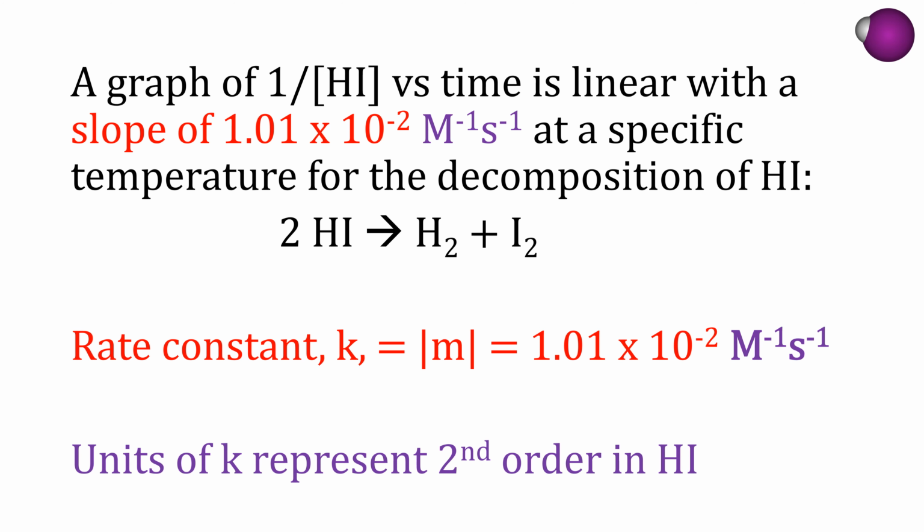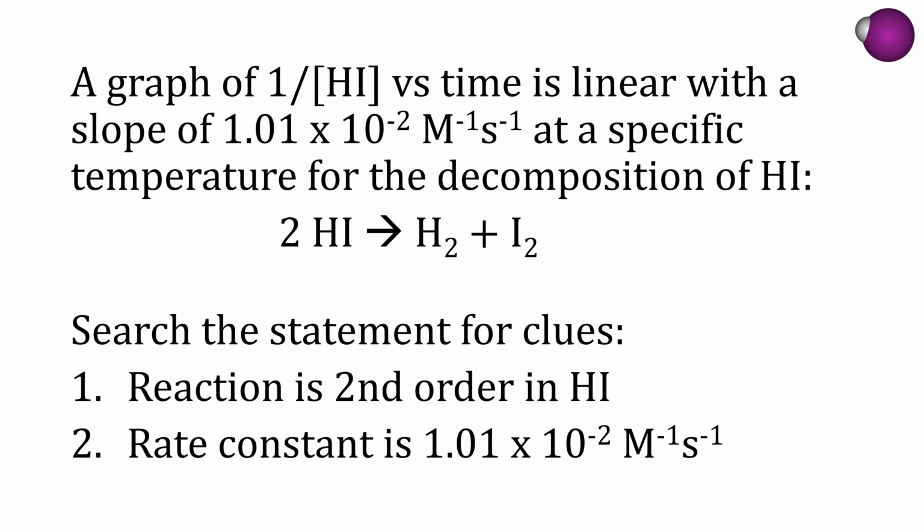Finally, we also have a clue in the units of our slope, which are also the units of our rate constant, and those units, inverse molarity inverse seconds, represent a second order reaction in HI. So that confirms our first clue that this reaction is second order in HI, our reactant. So in summary, when we search the statement for clues before solving any problems, we've identified that the reaction is second order in HI, and we've also identified the rate constant as 1.01 times 10 to the negative 2 inverse molarity inverse seconds.